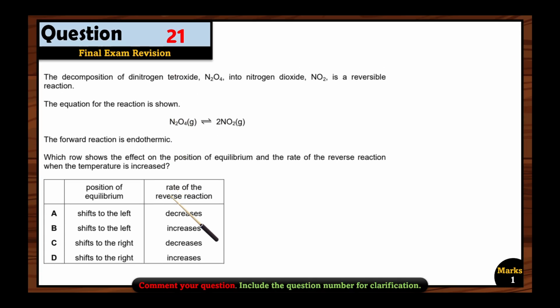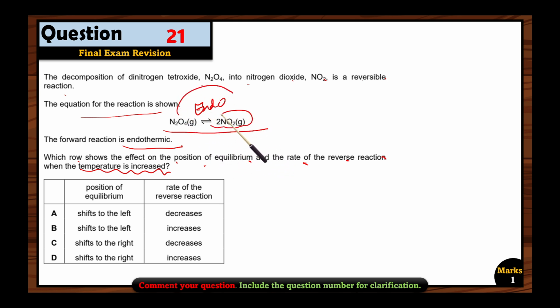Question 21. The decomposition of dinitrogen tetroxide into nitrogen dioxide is a reversible reaction. The equation for the reaction is shown here and it's endothermic. Which row shows the effect on the position of the equilibrium and the rate of reverse reaction when the temperature is increased? So this is an endothermic reaction. So if the temperature is increased, of course, it will favor the production of nitrogen dioxide. So the position of the equilibrium will shift towards the right side if you increase the temperature. It will shift towards the right, because this is our right side.